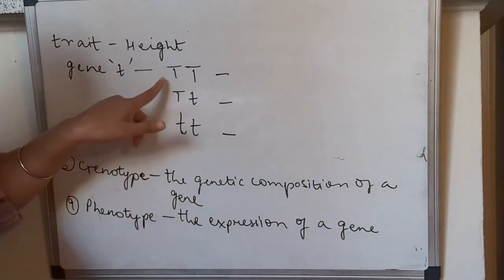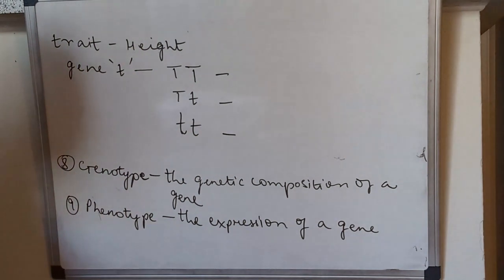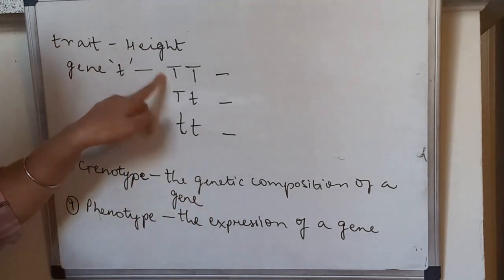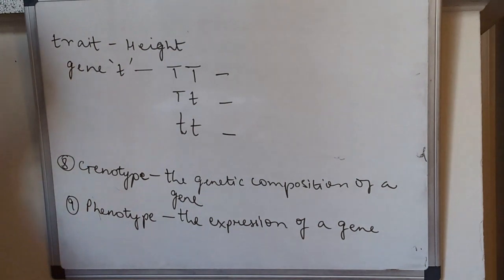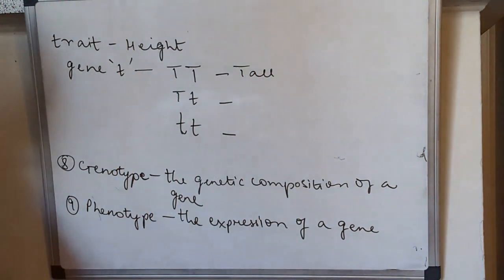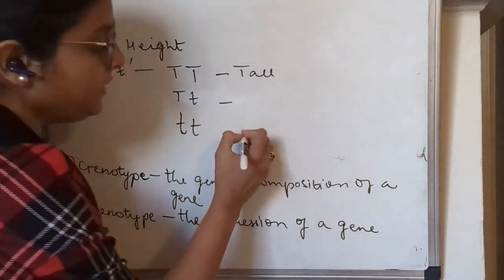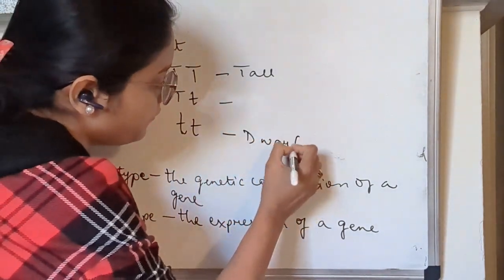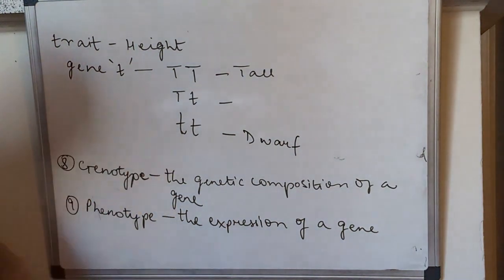We know that capital T is the dominant allele. Whenever we are representing a dominant allele, we use a capital letter, right? So capital T should denote tallness, because capital T is dominant and the dominant trait in height is obviously tall. Similarly, small t is not tall, that means it is dwarf. And what about capital T small t? This genotype has a mixed combination.